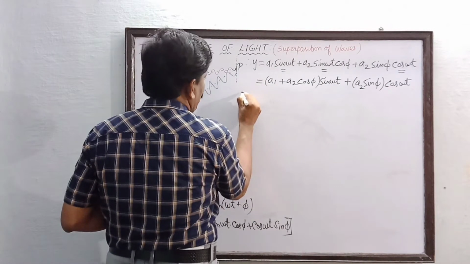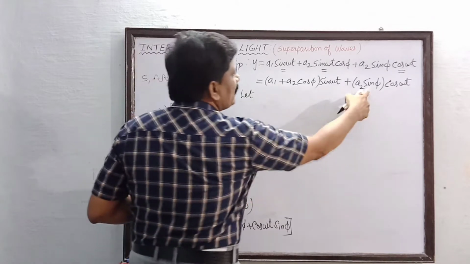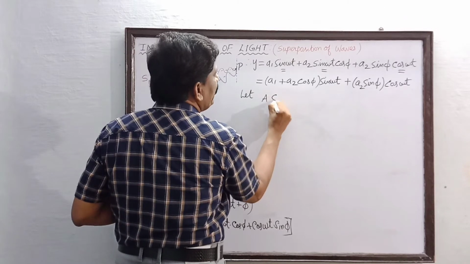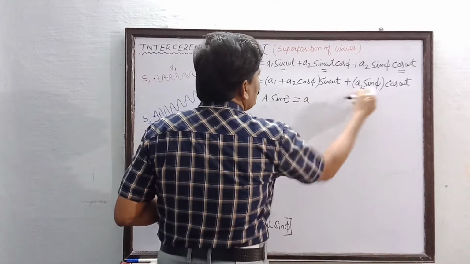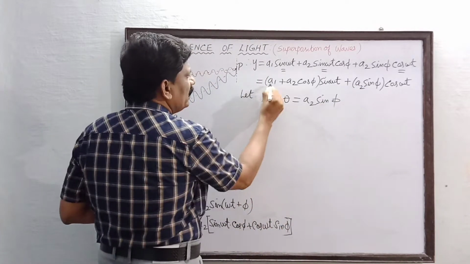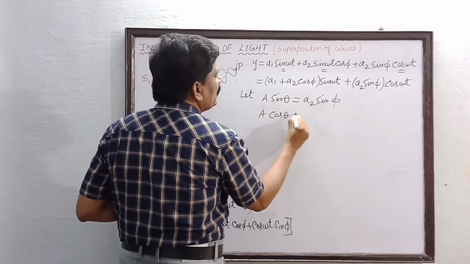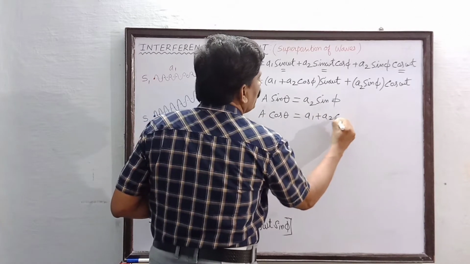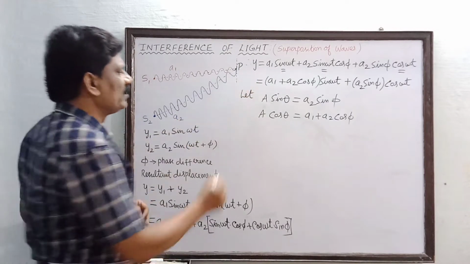Now let these two factors inside the bracket I am going to write like this. Capital A sin theta is equal to a2 sin phi, and this other factor is A cos theta, so A cos theta is equal to a1 plus a2 cos phi. I am going to substitute in the previous equation.